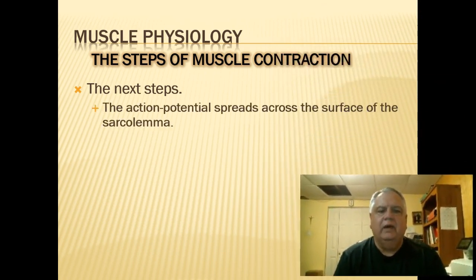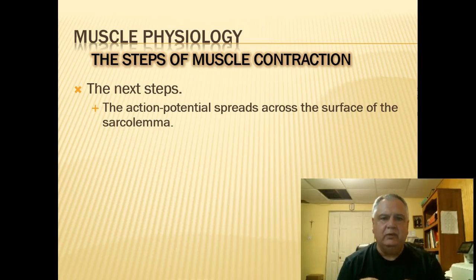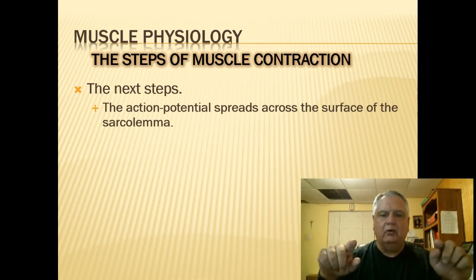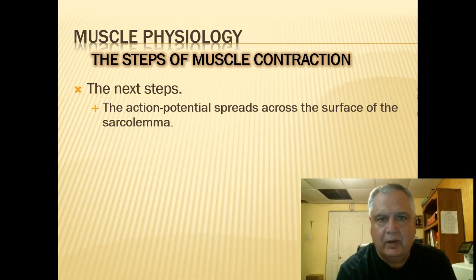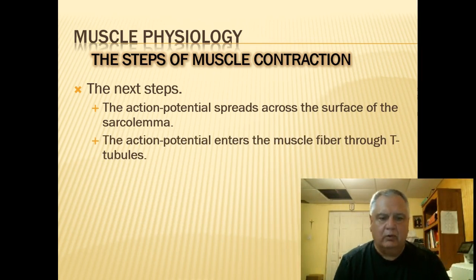All right, so what's going to happen next? Well, once the action potential forms on the surface of the sarcolemma, just like along axons, an action potential acts as a stimulus to create new action potentials all across the surface of the membrane. And so the action potential begins to spread across the surface of the sarcolemma. All across its surface, the sarcolemma begins to depolarize. The areas of depolarization are called action potentials.